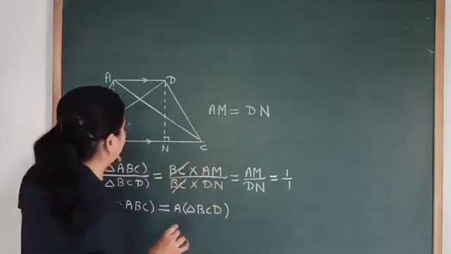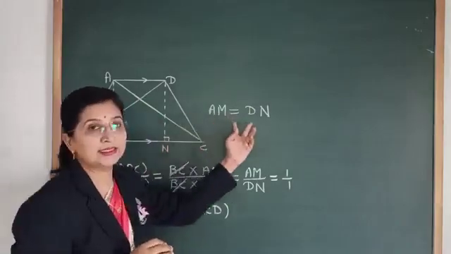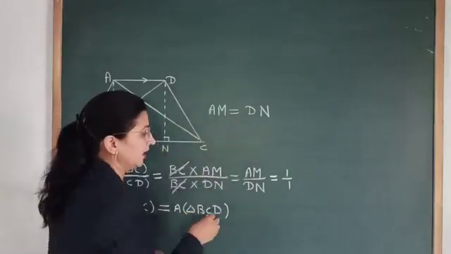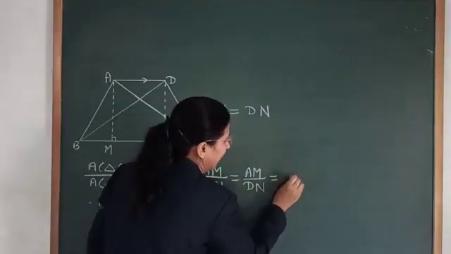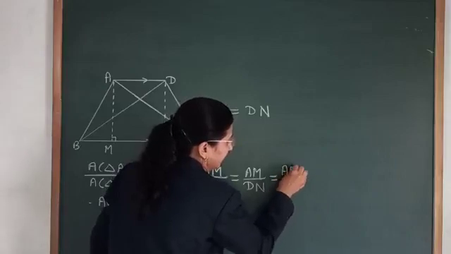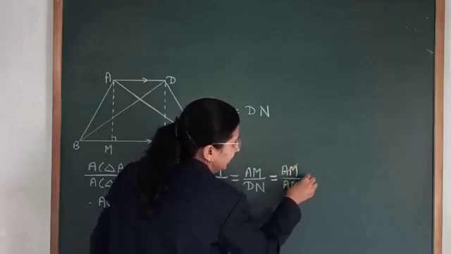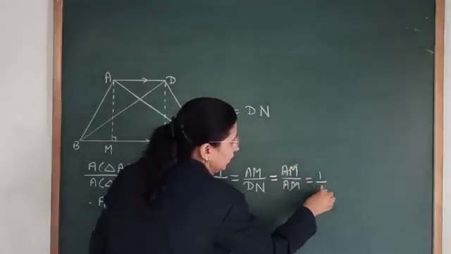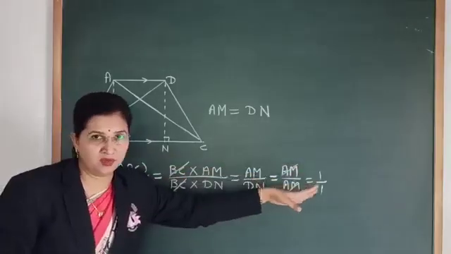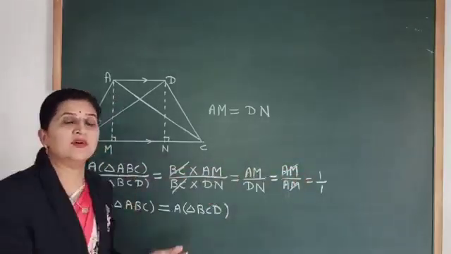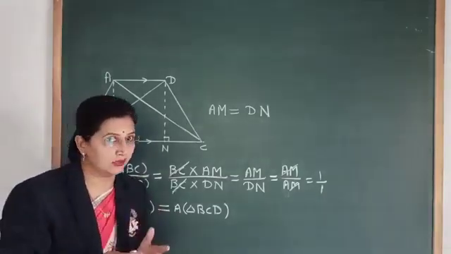What is this AM and DN? That is nothing but the distance between these two parallel lines, which is equal, right? So here this one will also get cancelled. We replace DN by AM, since DN is equal to AM. So here it will also get cancelled and we get 1 upon 1. The ratio of areas of these two triangles is equal to 1. Okay. In other words, we can say that the areas of these two triangles are equal.